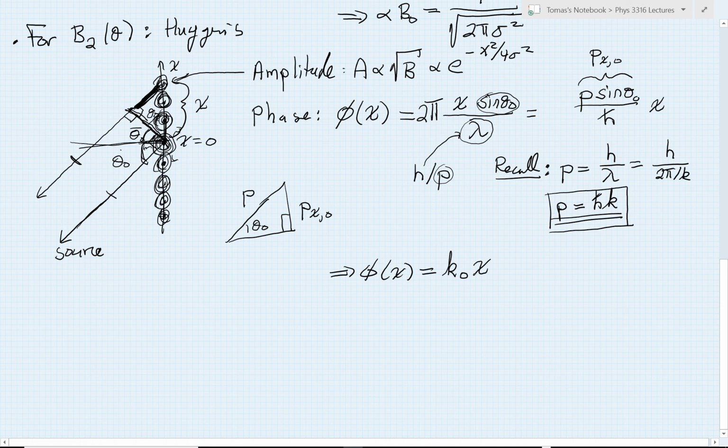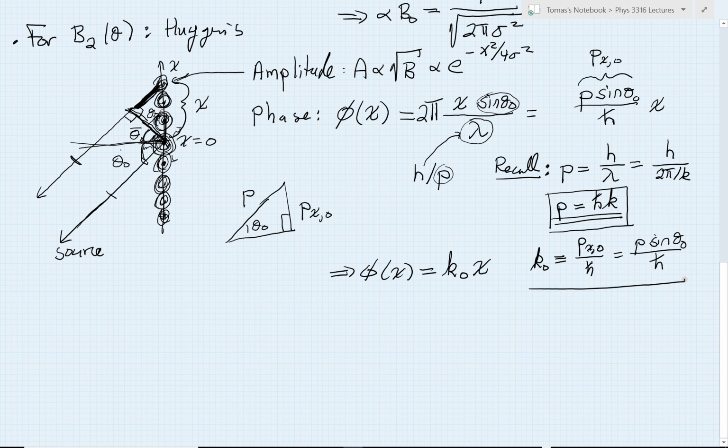That looks just like a standard wave type equation, and you'll notice that I am defining k naught here as the incoming x momentum, just converted into wave vector notation. And if you really want to be pedantic about it, the incoming x component is related to sine theta naught via this relationship here. Perfect. So now I know the amplitude and phase of each of my Huygens wavelets.